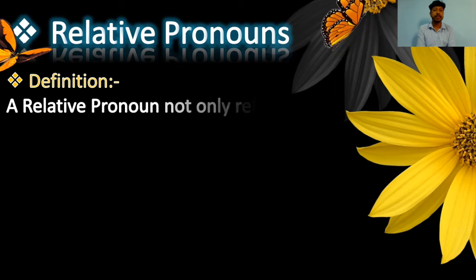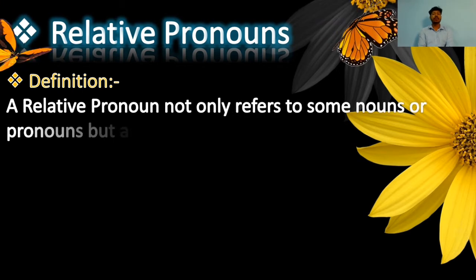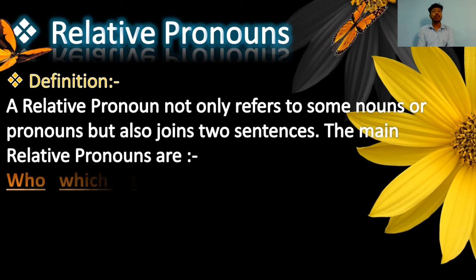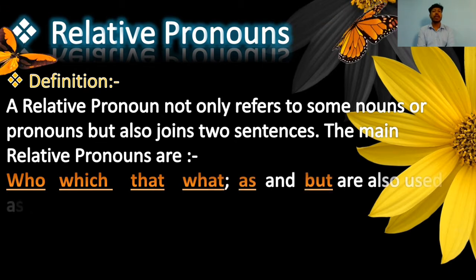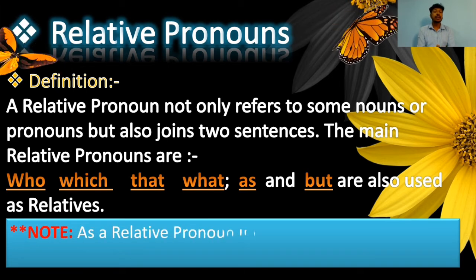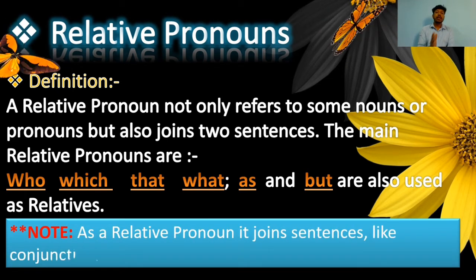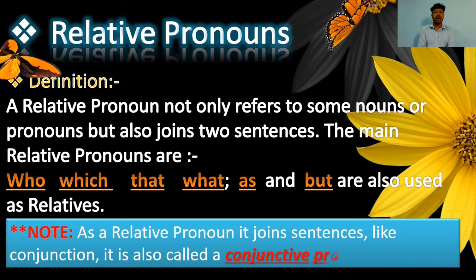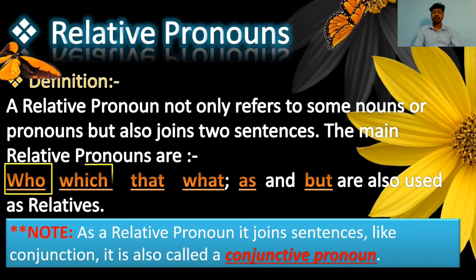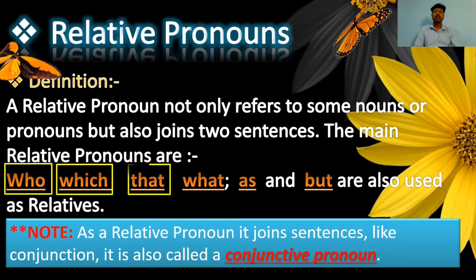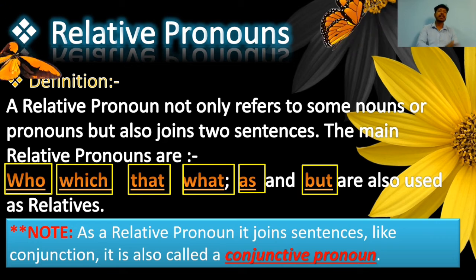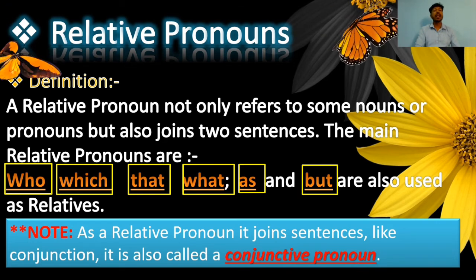It is on your screen. So what is relative pronoun? Here is the definition in front of you. A relative pronoun not only refers to same nouns or pronouns but also joins two sentences. Actually it works like conjunction. Okay, the main relative pronouns are who, which, that, what, as, but, and these are used as relative pronouns.